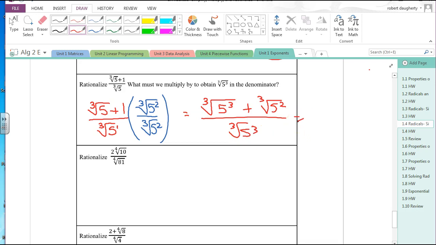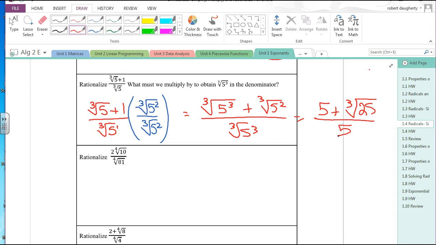Now we simplify. What's the cube root of 5 cubed? 5. Over that, the cube root of, what's 5 squared? Yeah. You could leave that 5 squared. You could write it as 25. Doesn't matter. What's the cube root of 5 cubed? 5. That's your answer. Okay? So this is an equivalent expression to the one we started out with, but there are no radicals in the denominator.